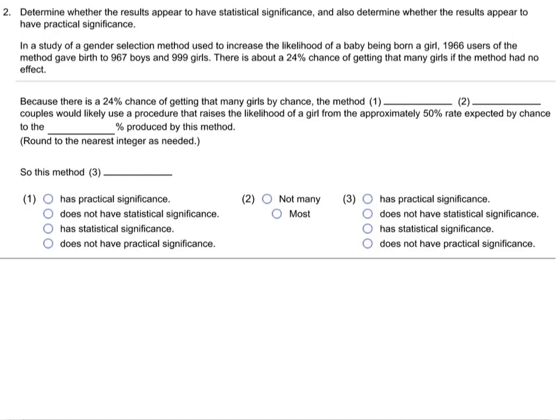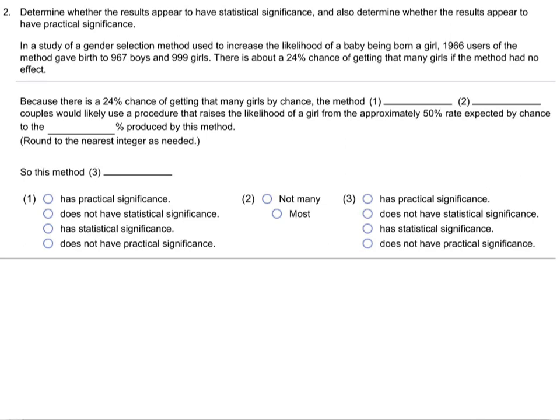All right. Determine whether the results appear to have statistical significance and also whether they have practical significance. A study of a gender selection method used to increase the likelihood of baby girls. Remember that? We were doing that a couple weeks ago. 1,966 users of the method gave birth to 967 boys and 999 girls. There's about a 24% chance of getting that many girls if the method had no effect. So they got this new method to try to increase the likelihood of girls, and here's what happened: 999 girls, 967 boys, and a 24% chance of getting that if the method had no effect.